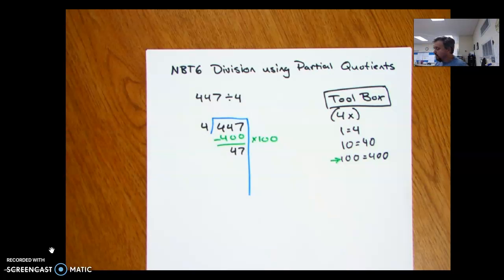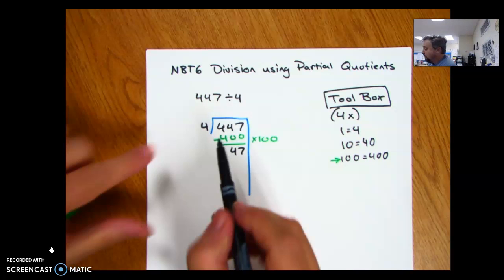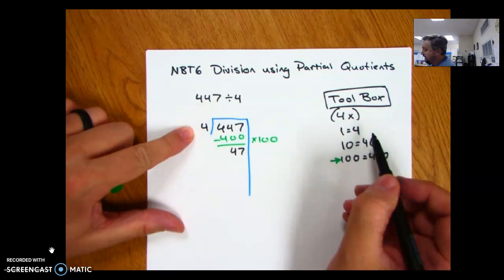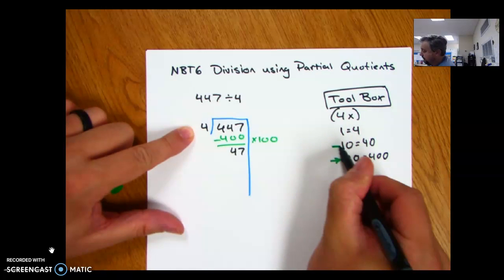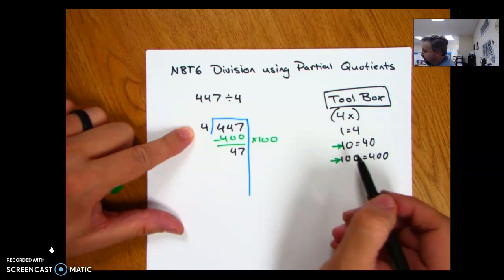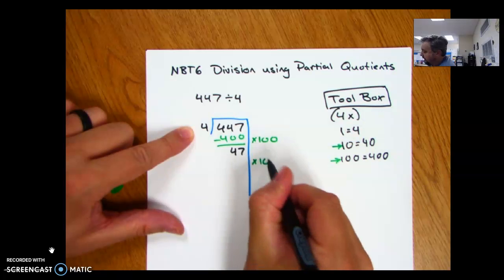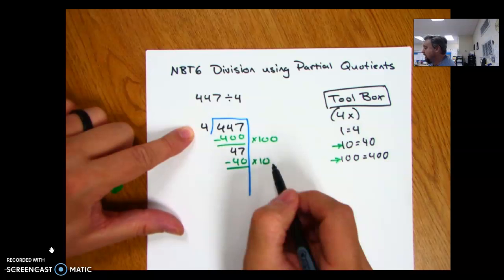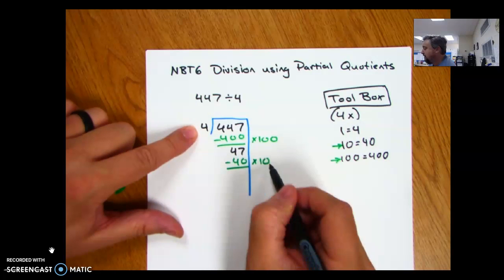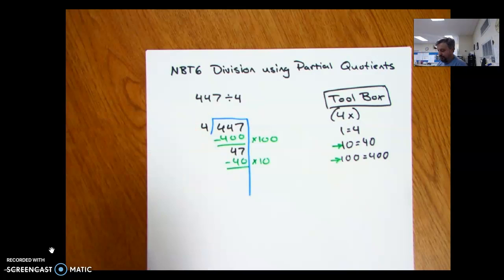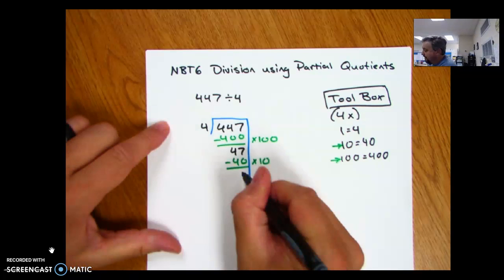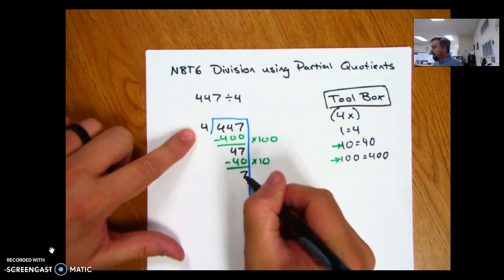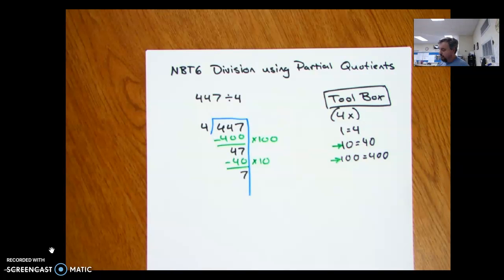Looking back at my toolbox, I know that 4 goes into 47, let's see, 10 times. So 4 times 10 equals 40. And that's really saying that I am subtracting 4 away from 47 10 times. Once I subtract it, I have a remainder of 7. Now 7 is still larger than my divisor, so I'm going to keep working.